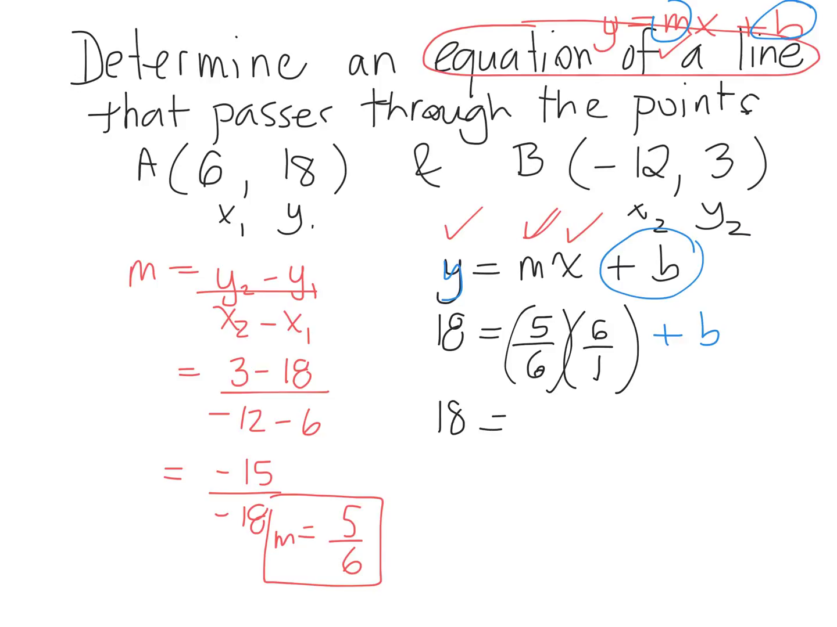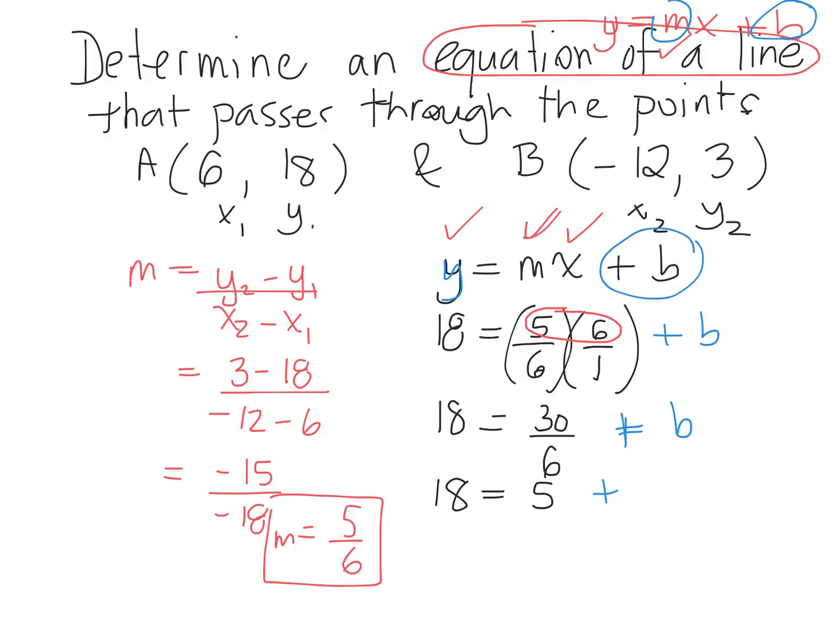18 equals, how do we multiply fractions? Yes. 5 times 6? 30. And then 6 times 1? Did you get plus b? We're trying to figure out b. What's 30 divided by 6? You can simplify that.